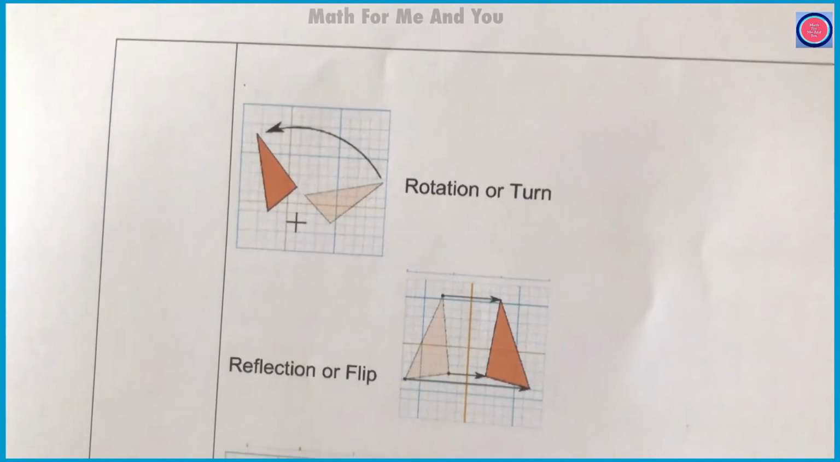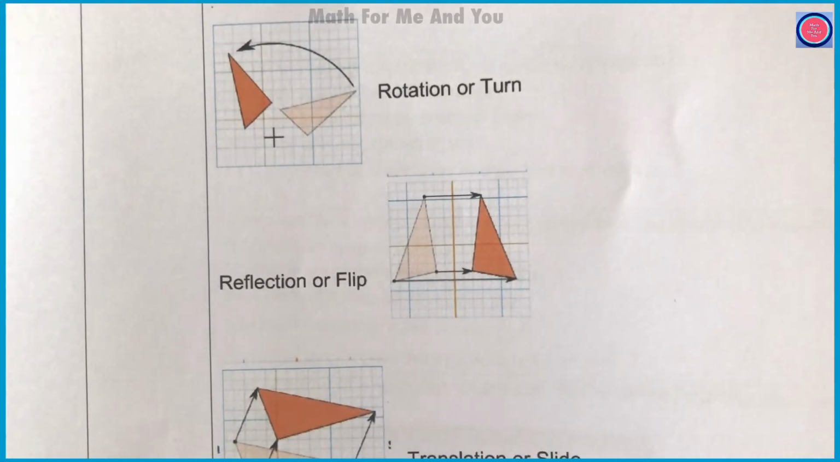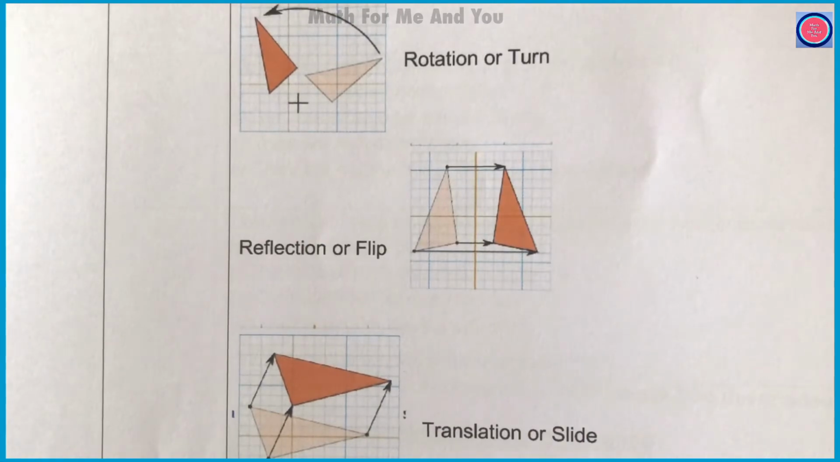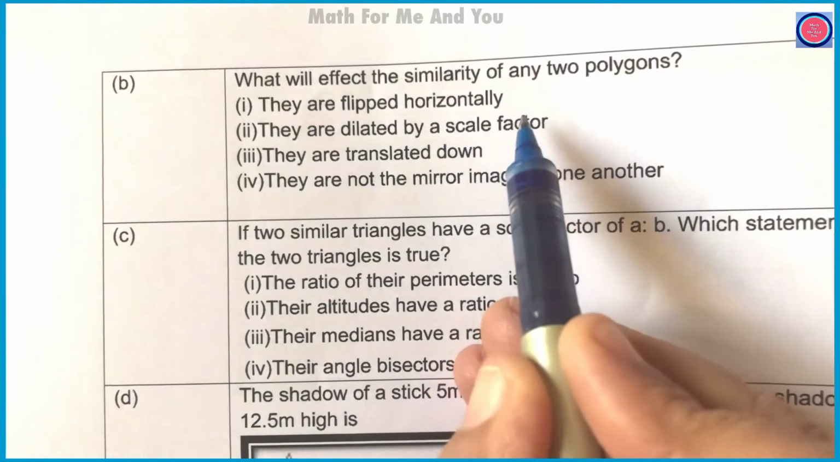It's already given in the question itself. Rotation or turn will not affect. Reflection or flip will not affect. Translation or slide, resizing, all will not affect the similarity of 2 polygons.